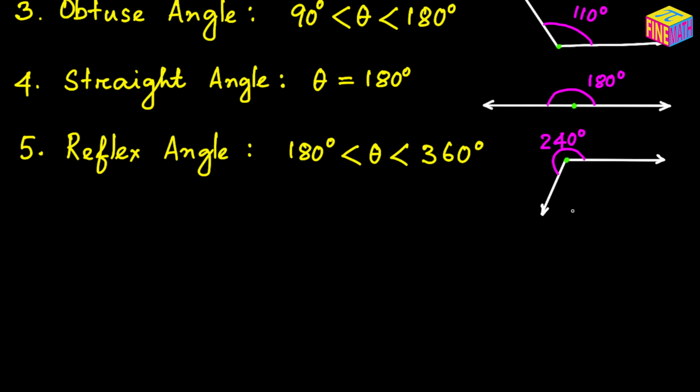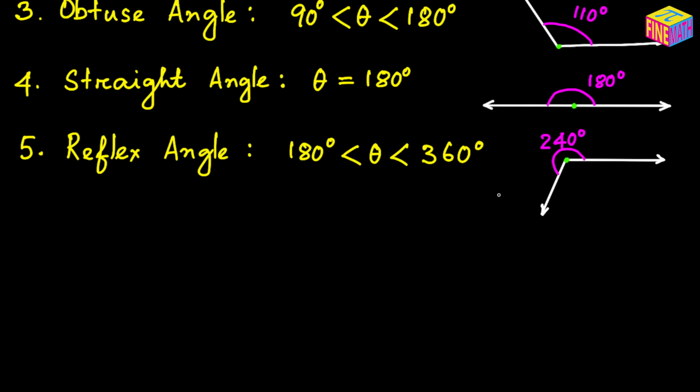So here I have drawn an angle which looks like this, and I have noted that it's 240 degree. Because 240 degree is greater than 180 degree but less than 360 degree, this angle will be called a reflex angle. So a reflex angle is larger than a straight angle but smaller than the complete angle. The next terminology that we are going to learn is called a complete angle.